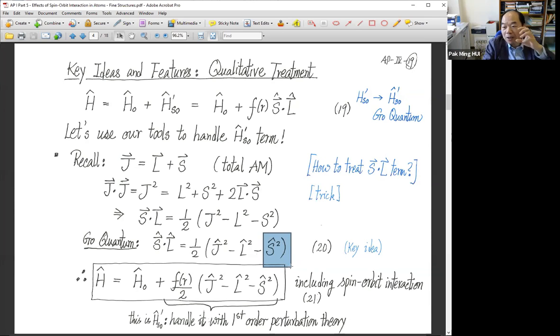And now I hope that you can tie things up. Why did we first introduce how to add angular momenta? Because we need the J here. Second, why did we need to introduce how to relabel things in terms of J? Because we want to handle this term this way. And we will develop this next time, next Tuesday, before the Chinese New Year.